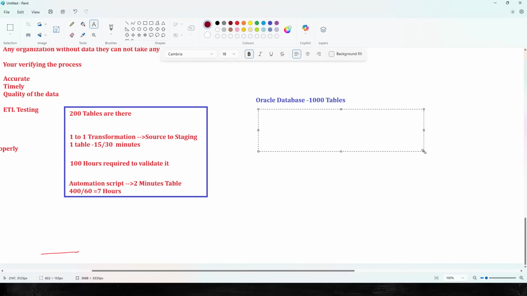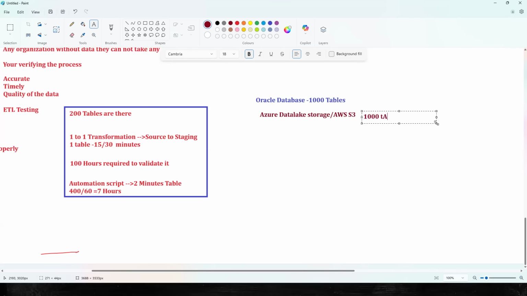In migration to the cloud, what they are doing is Azure Data Lake Storage. Are you with me? Or AWS S3. If you are familiar with AWS S3, they are doing it. Now 1,000 tables.